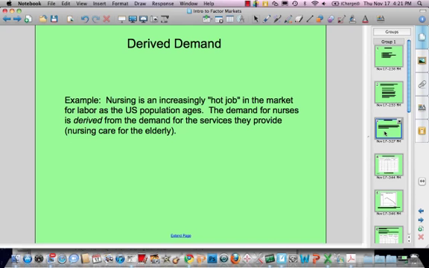Let's also talk about the definition of derived demand, because you'll hear that a lot in the discussion of factor markets. Let's take an example. Nursing is an increasingly hot job in the market for labor as the U.S. population ages. Why? Because there are more older people and nurses are in higher demand. Well, what does that mean? The demand for nurses is derived from the demand for the services they provide, nursing care for the elderly in this case. So as the demand for nursing services increases as the population ages, the demand for nurses increases. So the demand for nurses is derived from the demand for the services they provide. That's just one example of derived demand.